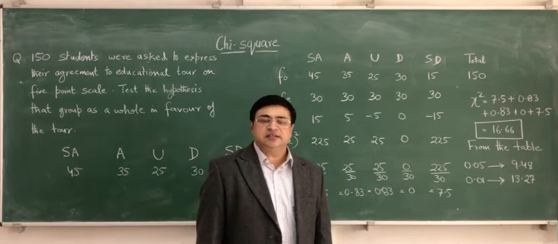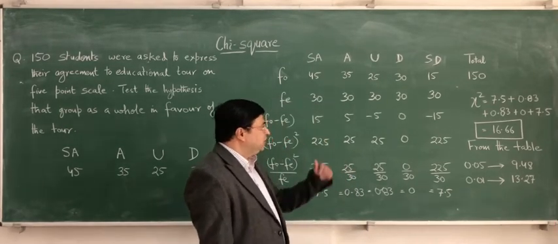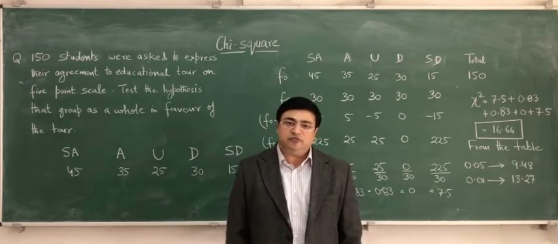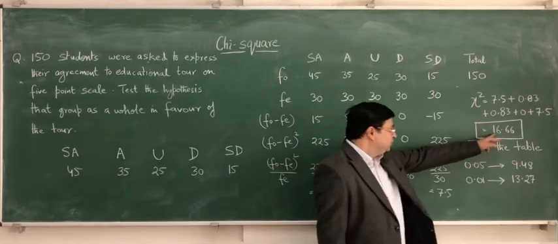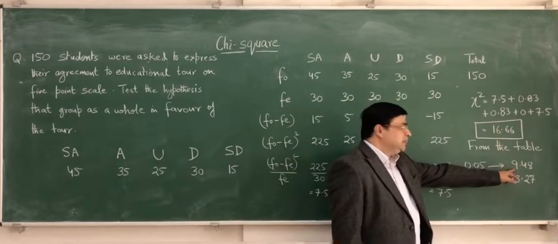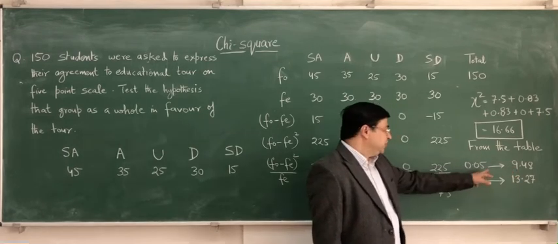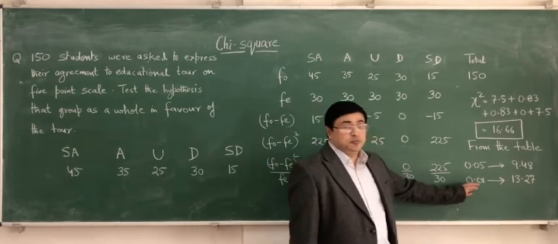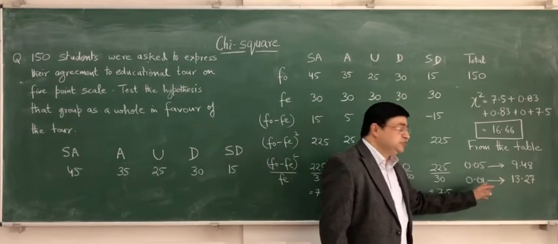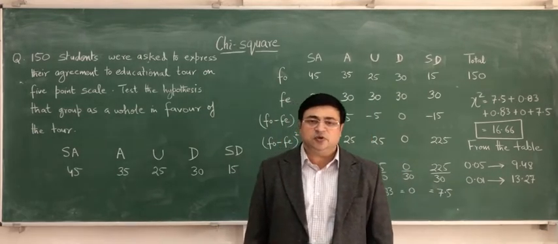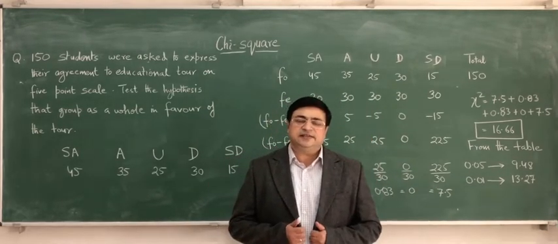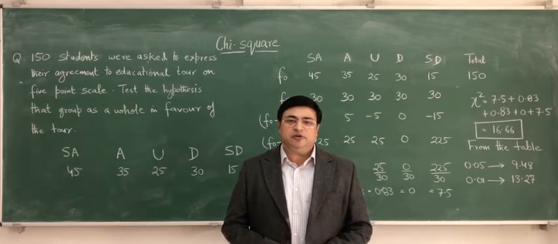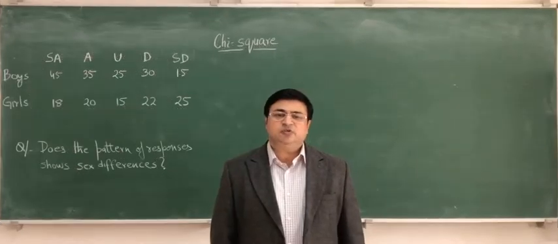So there is a significant difference in the opinion, and the group as a whole is in favor of the picnic, because 16.66 is more than 9.48, which is significant at the 0.05 level. We can also say that it is more than 13.27, which is significant at the 0.01 level. So this indicates that there is a significant trend in the opinion, and the group as a whole is in favor of the picnic. Now coming to the next question.